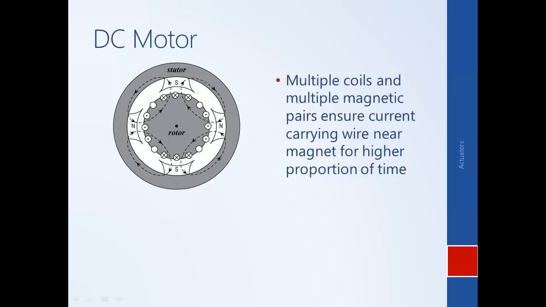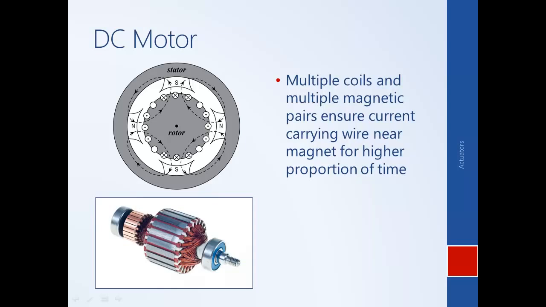The reason we use multiple coils and multiple magnetic pairs is to ensure that the current carrying wire is near a magnet for a higher proportion of time. And this will generate more torque, the wire being close to the magnet, there being multiple coils. So there's higher torque, and it also generates less cogging, which means the motor will move more smoothly. It won't be jerky. It'll flow smoothly.